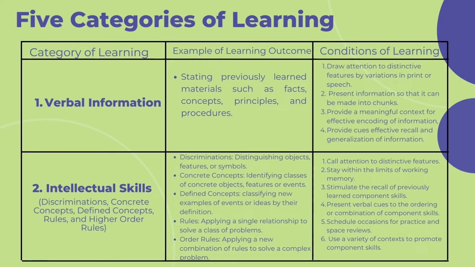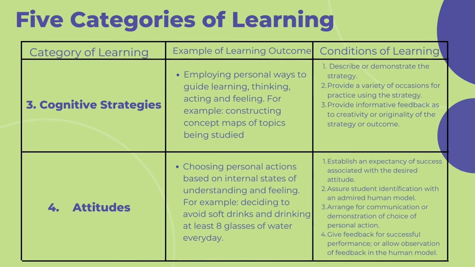Now, let us move on to the third category of learning, which is cognitive strategies. Example of learning outcome: employing personal ways to guide learning, thinking, acting, and feeling. For example, constructing concept maps of topics being studied. Functions of learning for cognitive strategies.